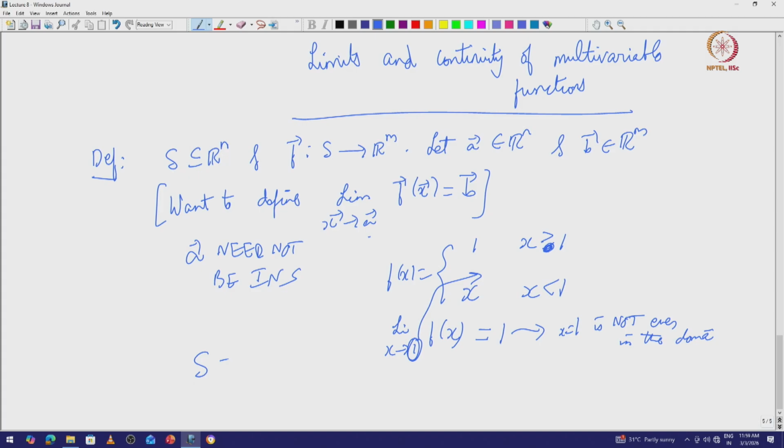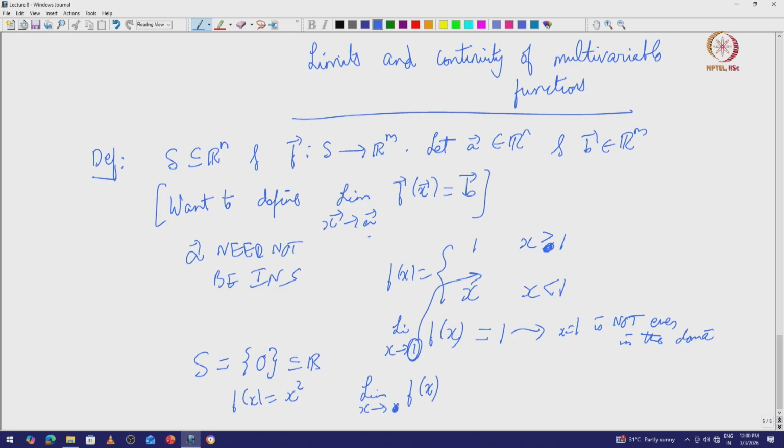Suppose S is simply the point x equals 0 in R, and f of x is, let's say, x square. Does it even make sense to talk about this? I mean, what we would like to say is that x gets closer and closer to 0 and f of x gets closer and closer to something, but the trouble is there is nothing close to 0 other than itself.